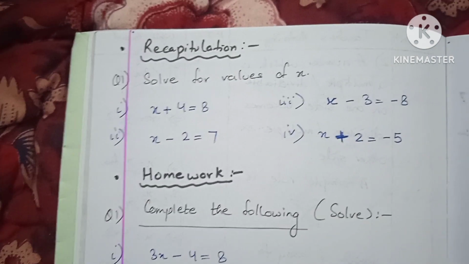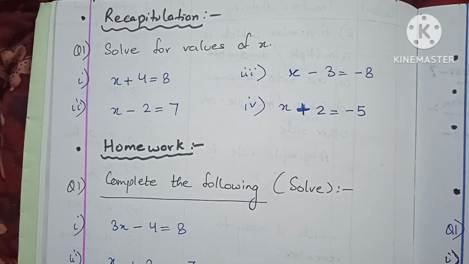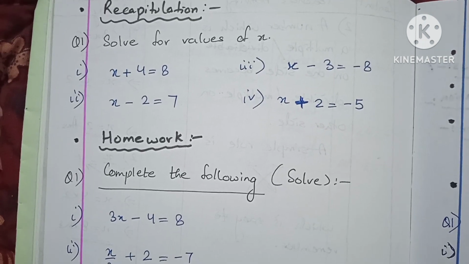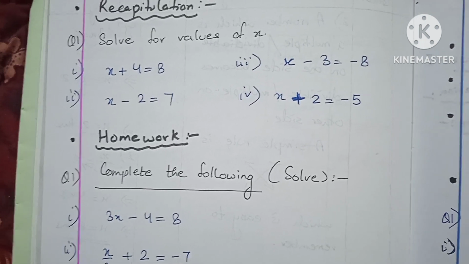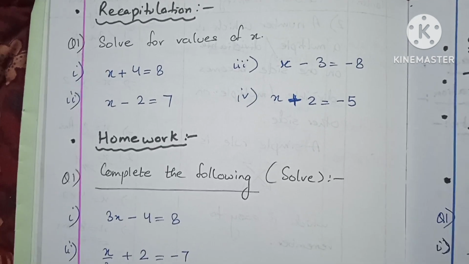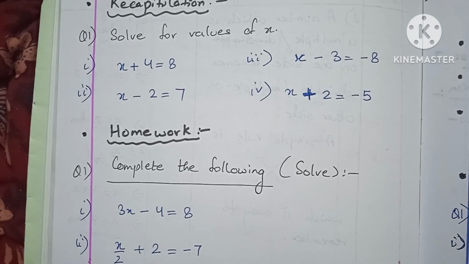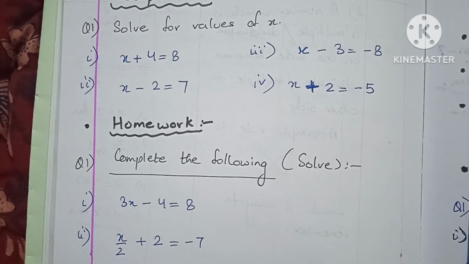Now, for recapitulation, teacher gives the following question. Solve the values of x. First question is x plus 4 is equal to 8. Second is x minus 2 is equal to 7. Third is x minus 3 is equal to minus 8. Fourth is x plus 2 is equal to minus 5.